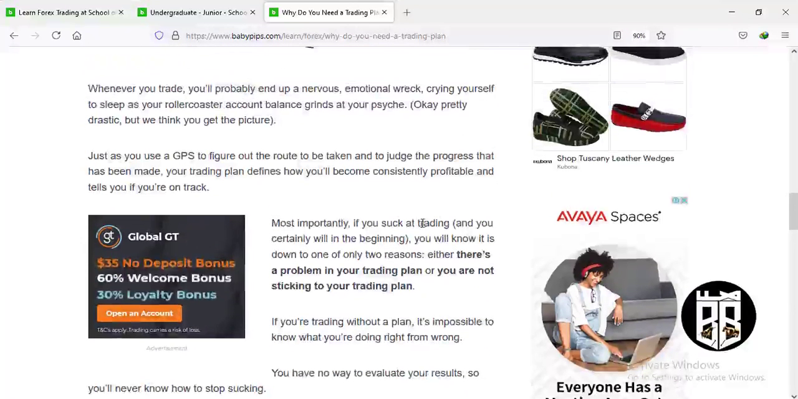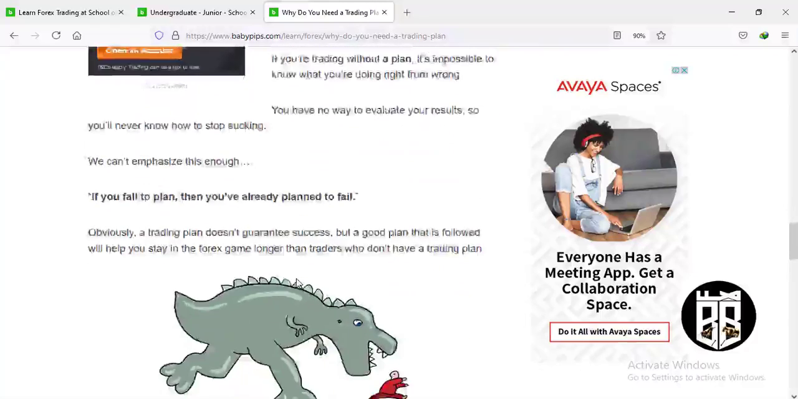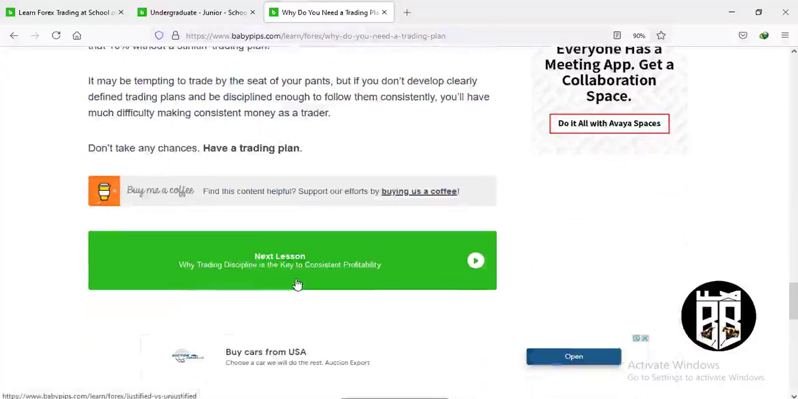If you suck at trading, and you will in the beginning, there are only two reasons for that. Either there is a problem in your trading plan, or you don't stick to your trading plan. So let me even ask you the question: do you have a trading plan? Is there a problem in your trading plan? Are you sticking to your trading plan? That's the question you want to have in your mind. So let's go ahead to the next question: why is trading discipline the key to consistent profitability?